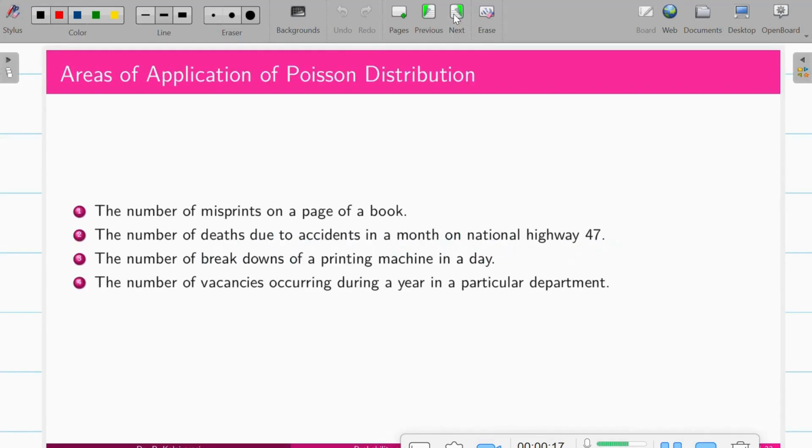The Poisson distribution is applied in many areas, for example, to calculate the number of misprints on a page of a book, the number of deaths due to accidents in a month on National Highway 47 specifically, and not only for 47 but any national highway, and also the number of breakdowns of a printing machine in a day, and the number of vacancies occurring during a year in every department. So these are just a few applications where we can apply the Poisson distribution.